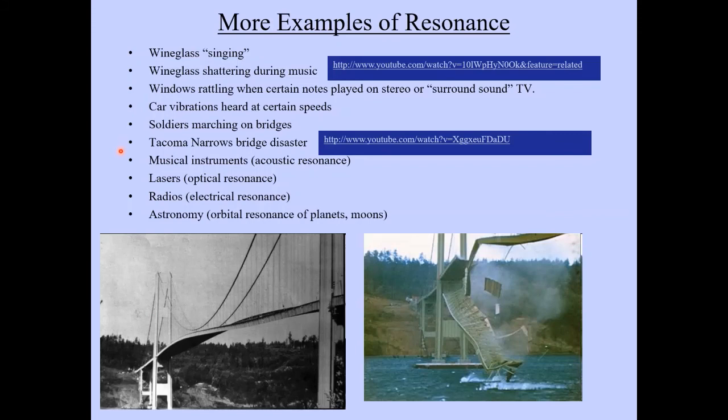There are lots of other important examples of resonance. For example, the whole idea of musical instruments is based on acoustic resonance, and this is something that we're going to explore in the next couple of chapters. Lasers, if you think of a laser pointer or an industrial laser that cuts metal, the whole idea of a laser is based on optical resonance. A radio, including the radio in your smartphone, your cell phone, which is basically a radio receiver and transmitter, relies on the phenomenon of electrical resonance.